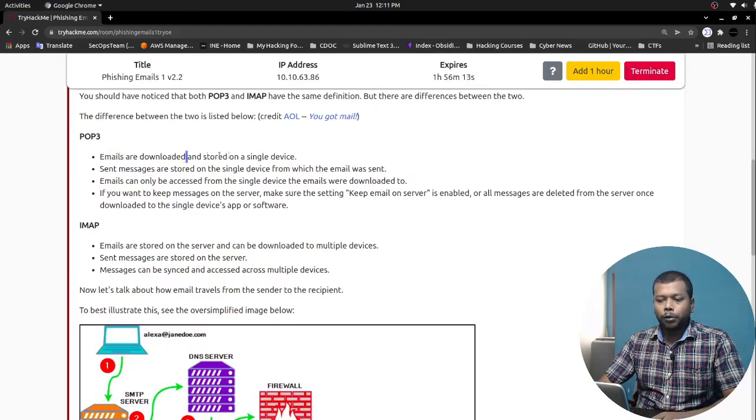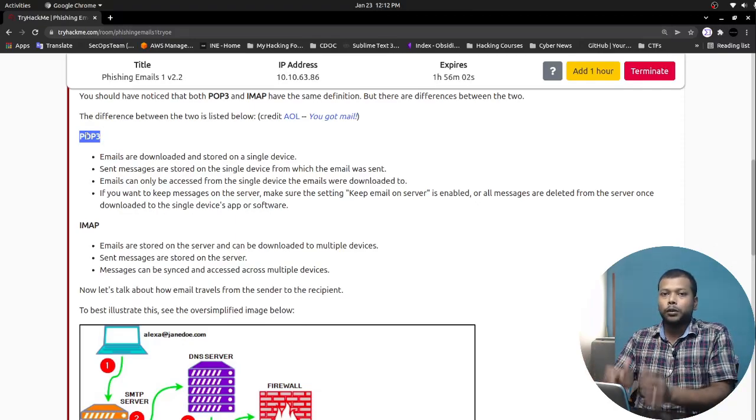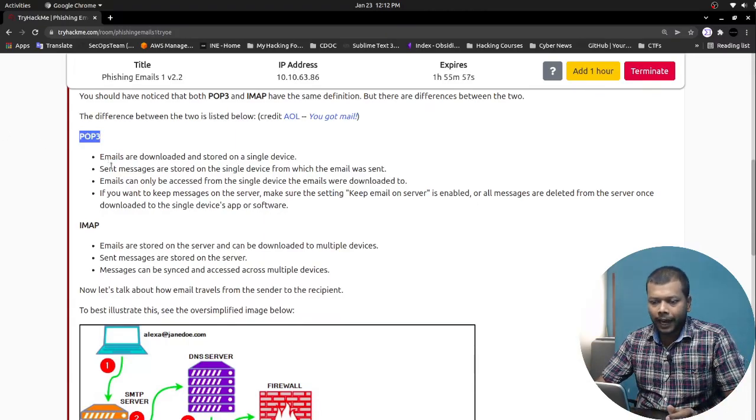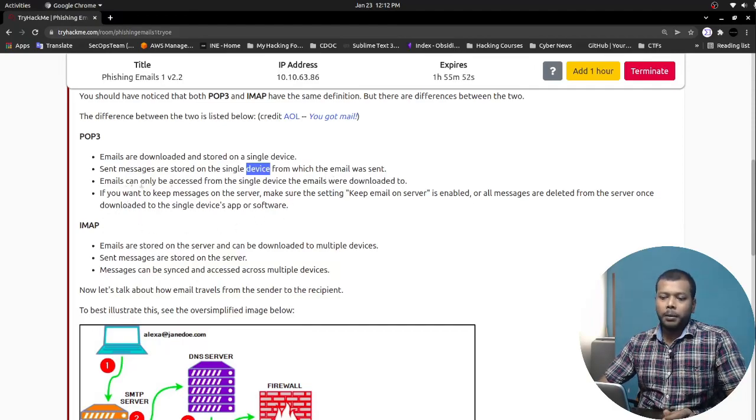So emails are downloaded and stored on a single device. When the email distribution protocol is POP3, then the email will be distributed only to that specific device to which the sender has mentioned, and the sent messages are stored on the single device from which the email was sent. The email can only be accessed from the single device the emails were downloaded to, and once the email server distributed the email to the recipient, the email will be erased from the server. So that is POP3.